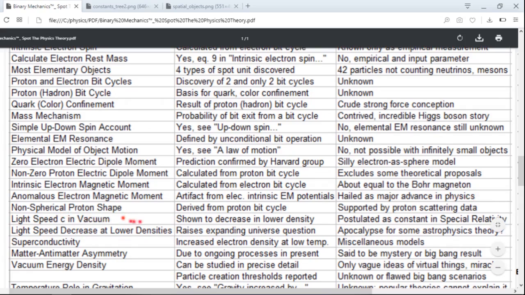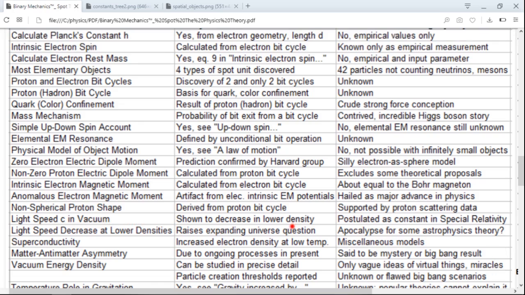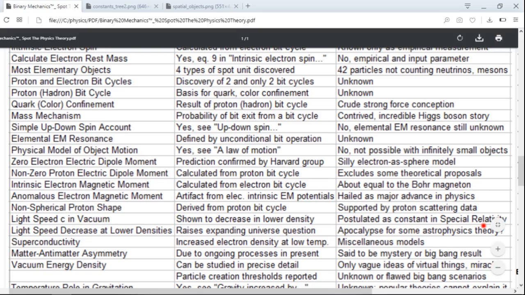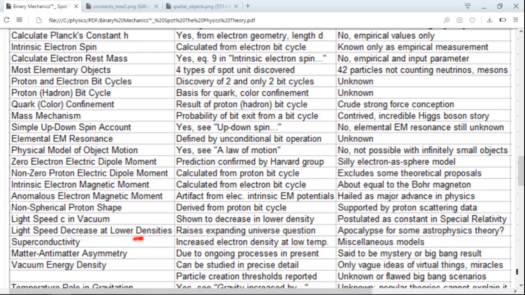Non-spherical proton shape. It's derived from the proton bit cycle in binary mechanics, and it is supported by proton scattering data. Light speed c in vacuum, shown to decrease in lower quantum densities in binary mechanics, but it's postulated as constant in special relativity. Light speed decrease at lower densities? Yes, this raises expanding universe question, but this is an apocalypse for some astrophysics theories.